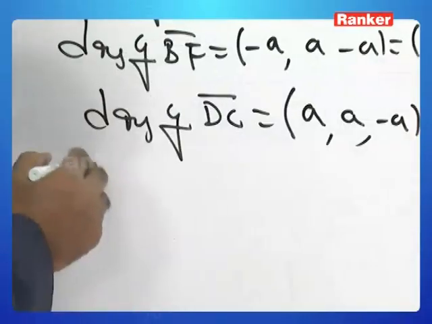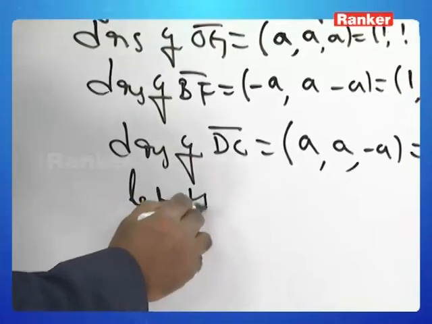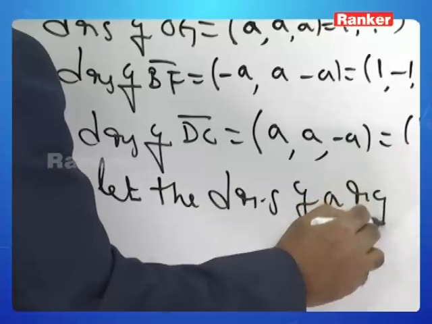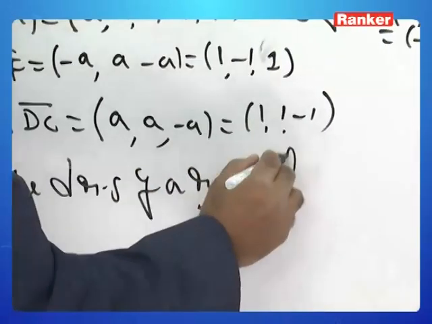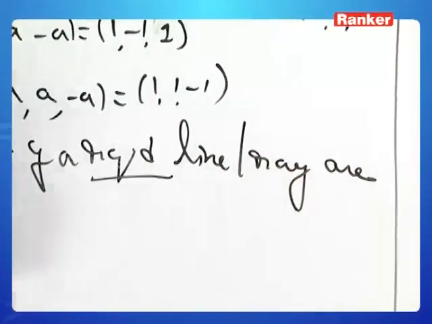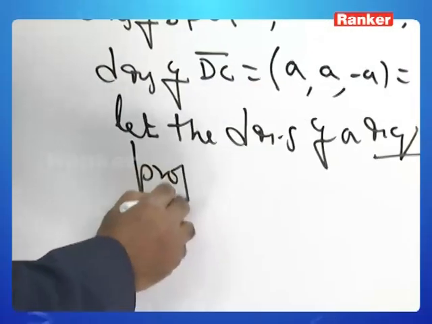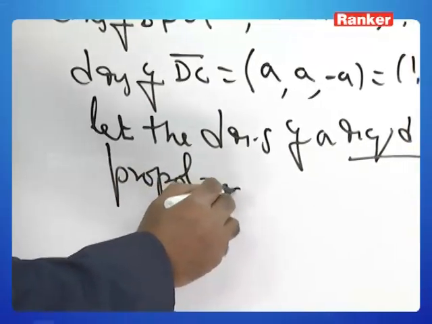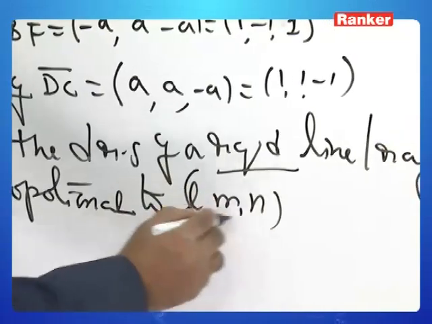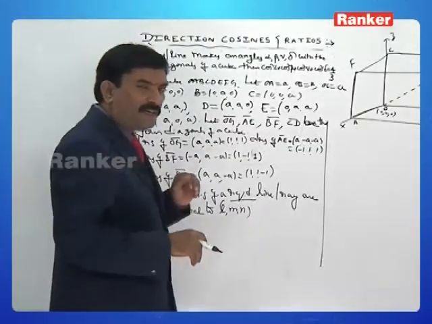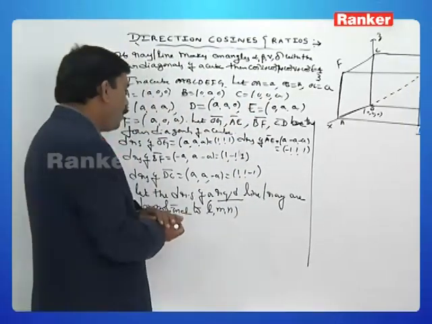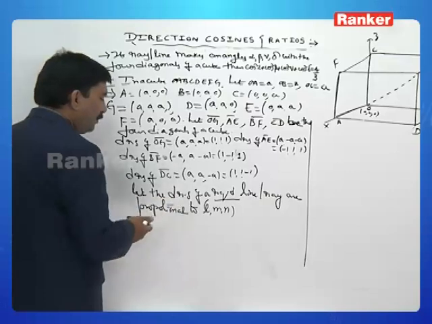Let the DRs of the required line or a ray be proportional to l, m, n. Here we are taking it as direction ratios. So therefore, what I can write is l, m, n.